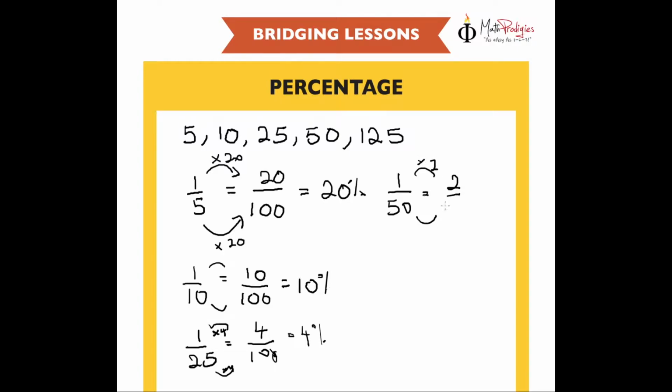So it's 2 over 100. So how many percent is that? That is 2%. That's right. Okay, the last one is the one that's most challenging. Most students do not see this.